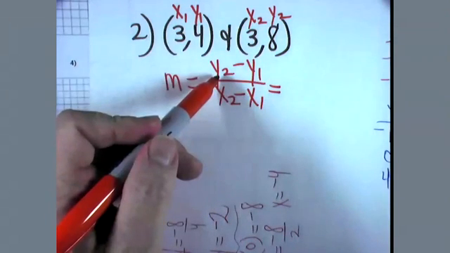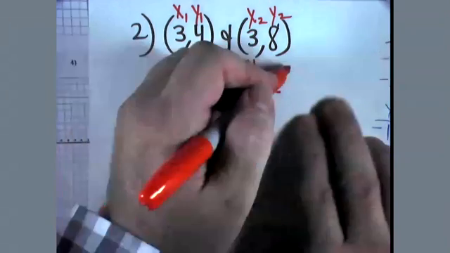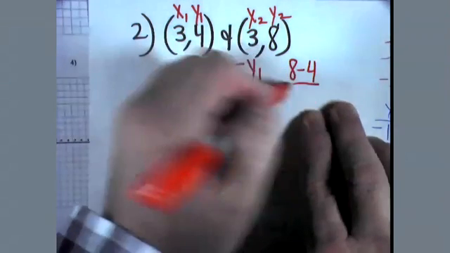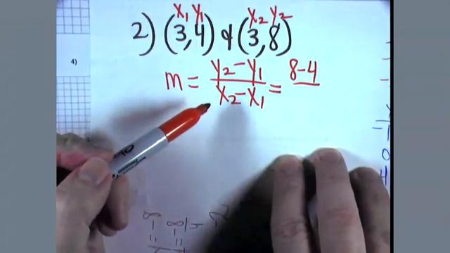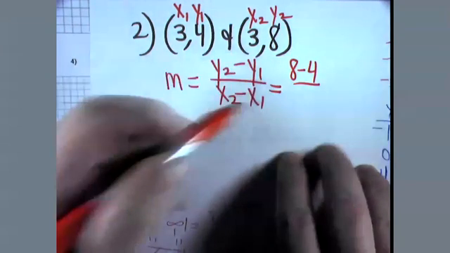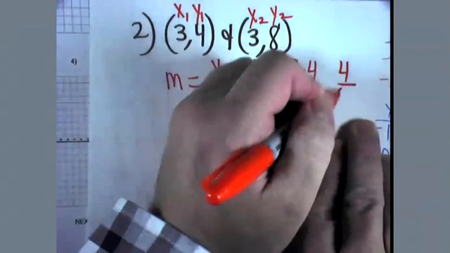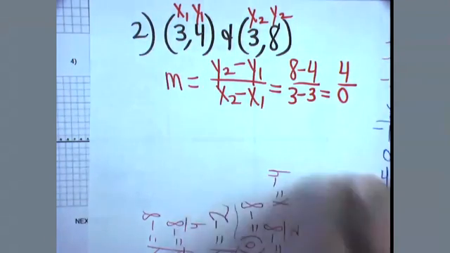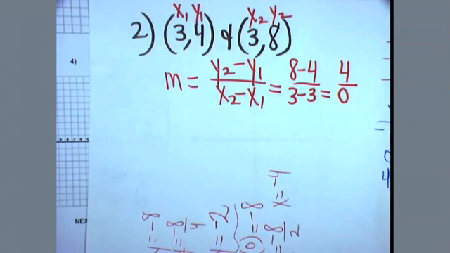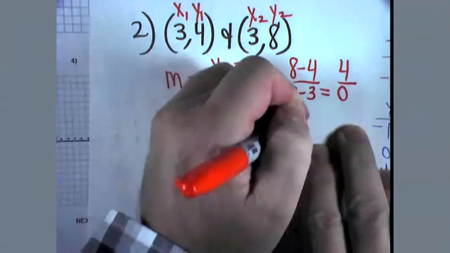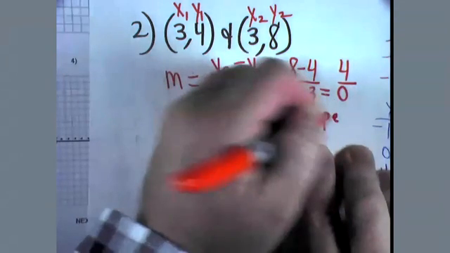Upstairs, when we plug in our y coordinates, we have 8 minus 4. And in the denominator, when we plug in our x's, that will be 3 minus 3. So we end up with 4 over 0. When you put this in your calculators, you'll get an error message or invalid input or cannot divide by 0. If you get an error message, then that means your slope is undefined or there's no slope.